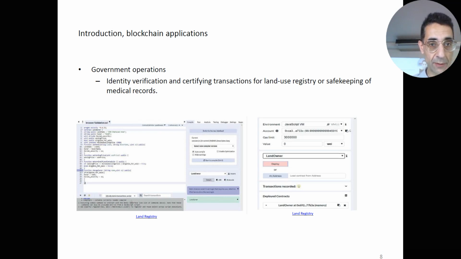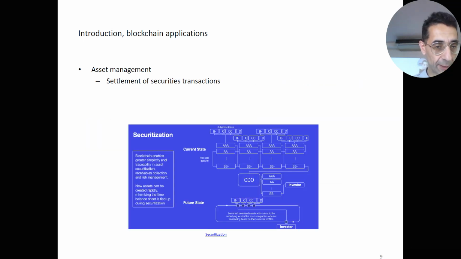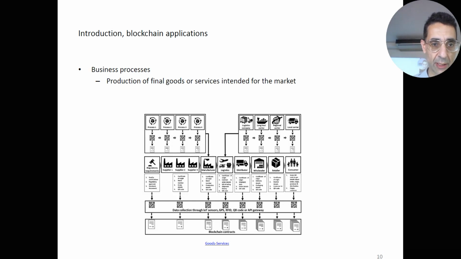So here's one of the first applications of a blockchain, intended for government operations, as in identity verification and certifying transactions for land use registry or safekeeping of medical records. There are also applications in finance, as in asset management, for instance, for settlement of securities and transactions. We have applications in business processes for the production of final goods or services intended for the market.